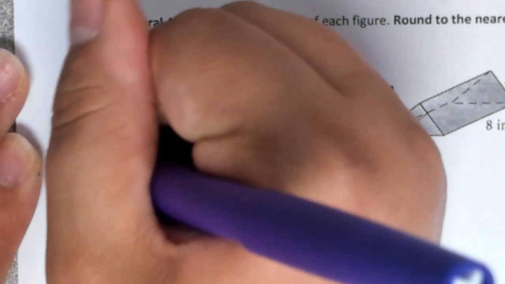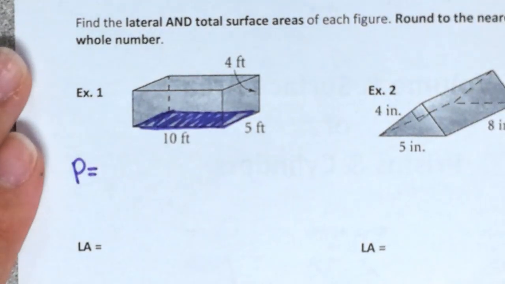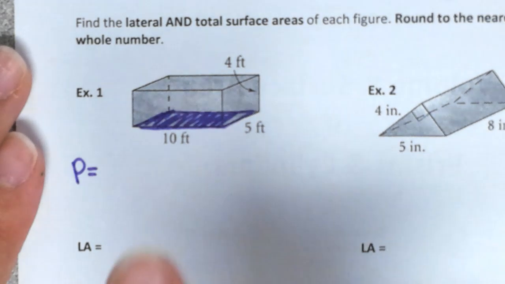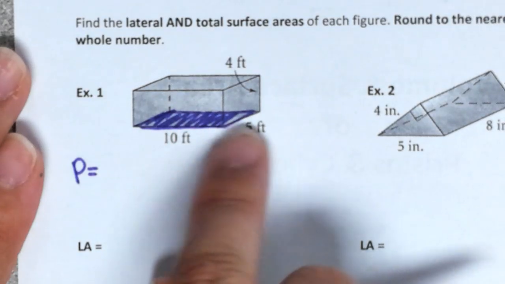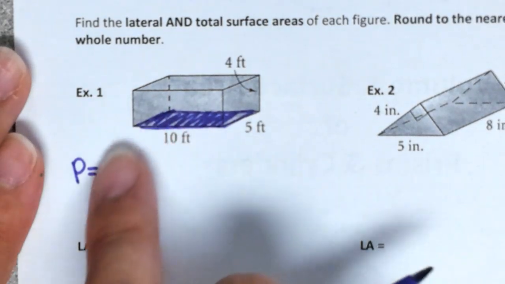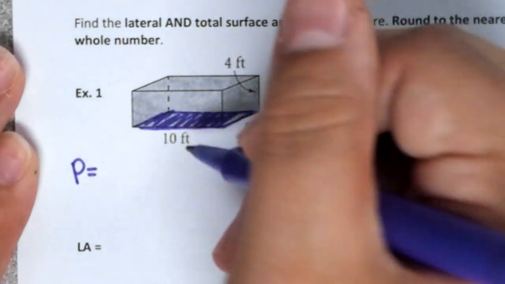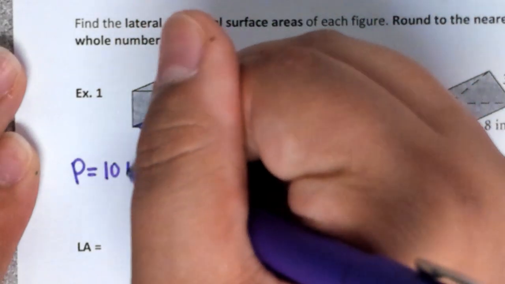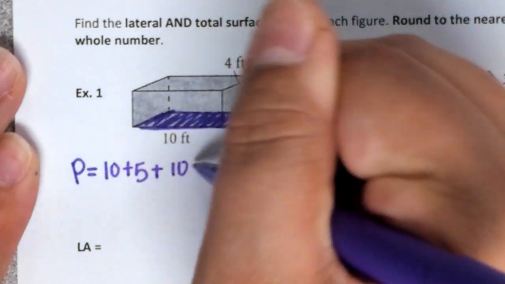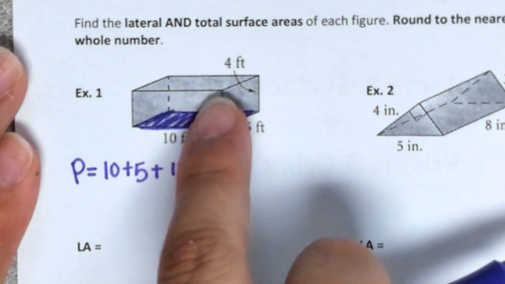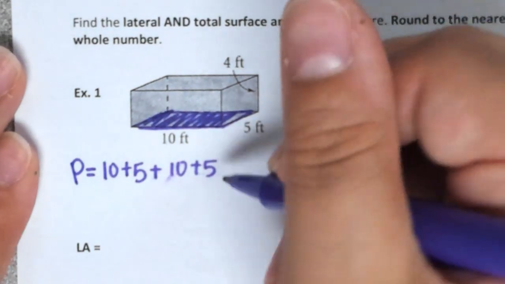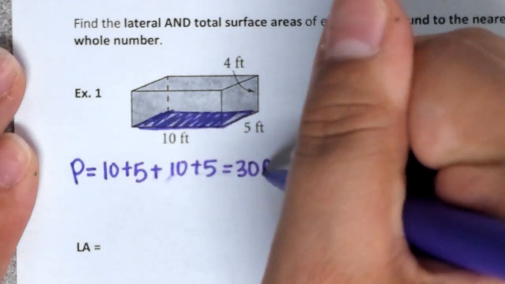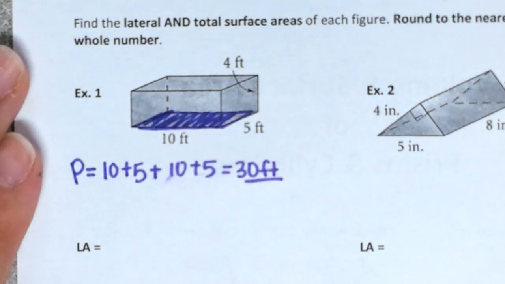Perimeter. If you're on your computer and not in Desmos test mode, close it right now. How do I find the perimeter of this bottom right here? How do you find the perimeter of anything? Add up all the sides. So I know the sides are going to be 10 plus 5 plus 10 plus 5 because it's a rectangle, right? What is 10 plus 5 plus 10 plus 5? 30. Got my perimeter.